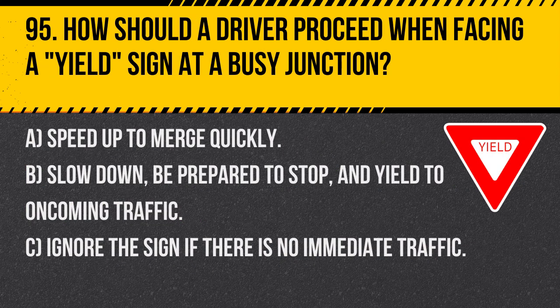Question 95. How should a driver proceed when facing a yield sign at a busy junction? A. Speed up to merge quickly. B. Slow down. Be prepared to stop and yield to oncoming traffic. C. Ignore the sign if there is no immediate traffic.